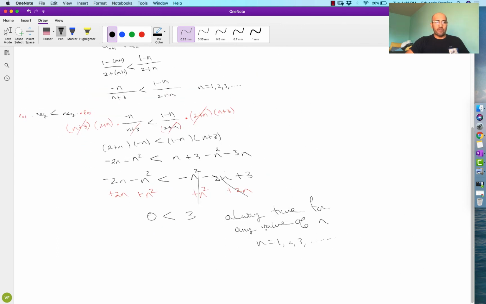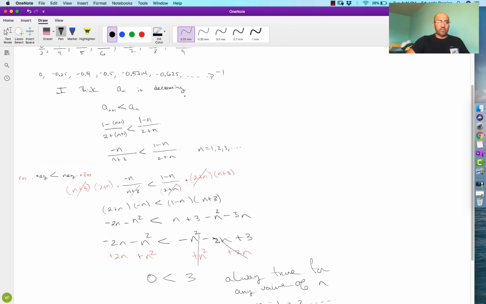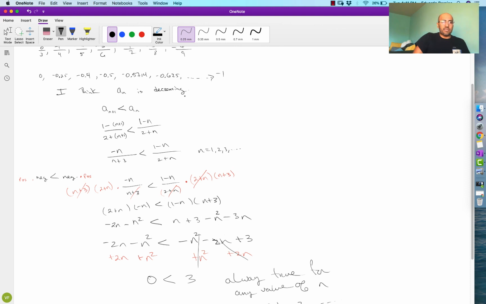Okay, so what have we done? We have shown that this is always true, which means that this is always true, which means that this is always true. So following down the chain, we've established that this is always true, and so we've established that this sequence is indeed decreasing. Because this is true, it must mean that this is true, all the way back down. So we've established that the sequence is decreasing.